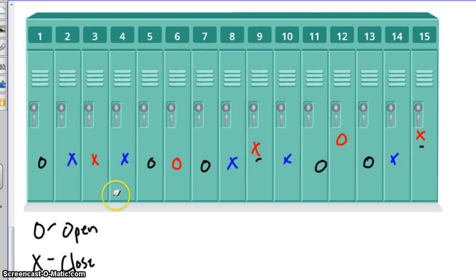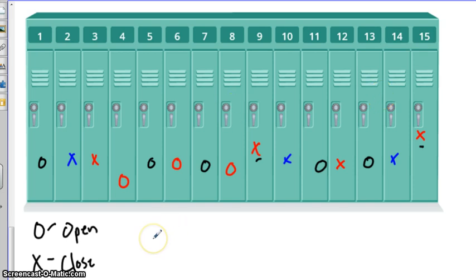All right. And then student 4 comes along. Since the door is closed, he's going to open it. Then he goes over 4 more doors, opens up that door, goes over 4 more doors, closes the 12th door, and then he would actually go into locker 16, but we're not there.